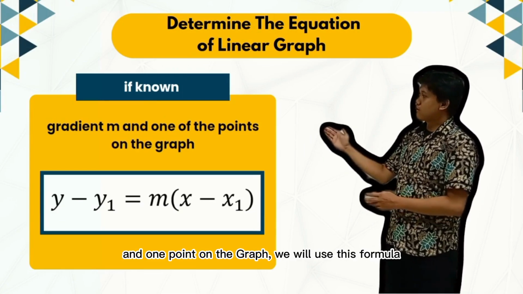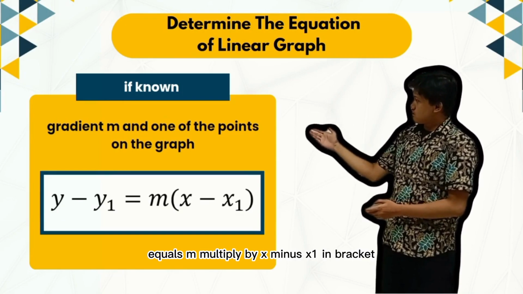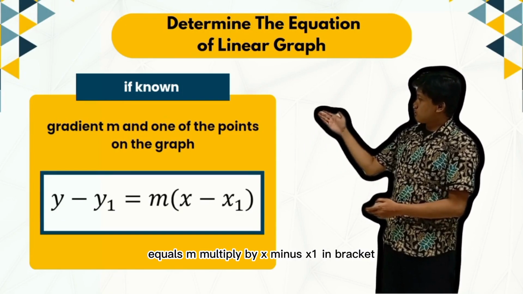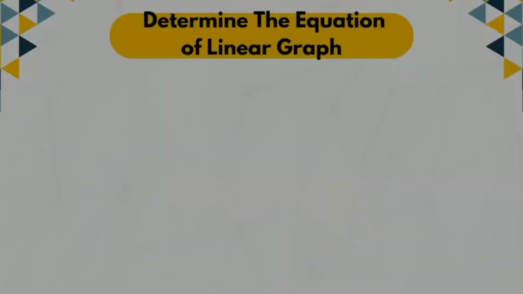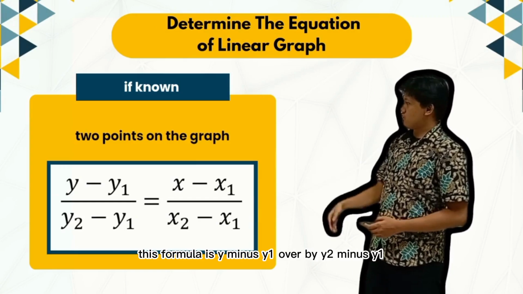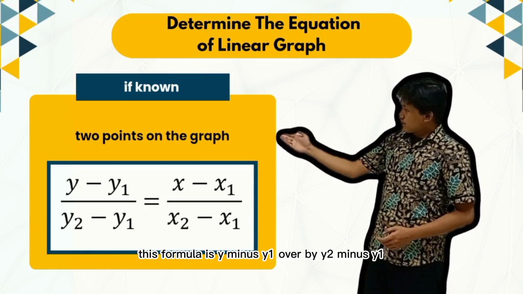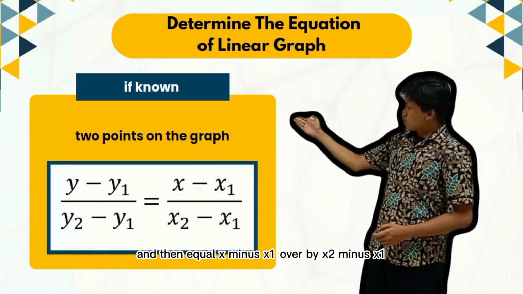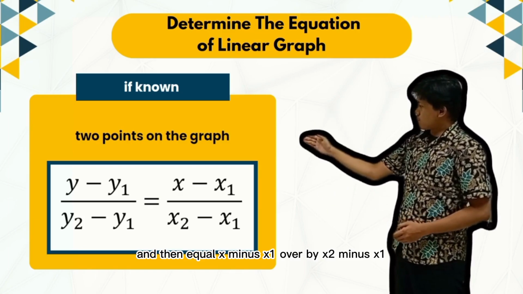If you want to determine the equation of a linear graph, if you know the gradient and one point of the graph, we will use this formula: y minus y1 equals m multiplied by (x minus x1). And if you know two points on the linear graph, we will use this formula: y minus y1 over y2 minus y1 equals x minus x1 over x2 minus x1.